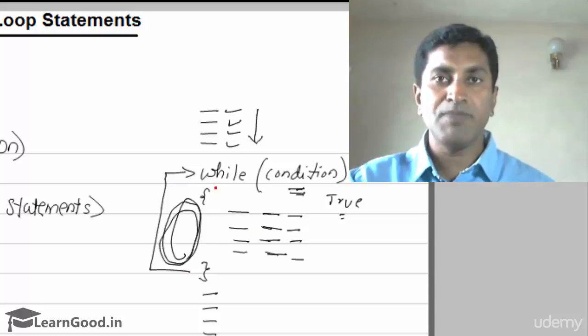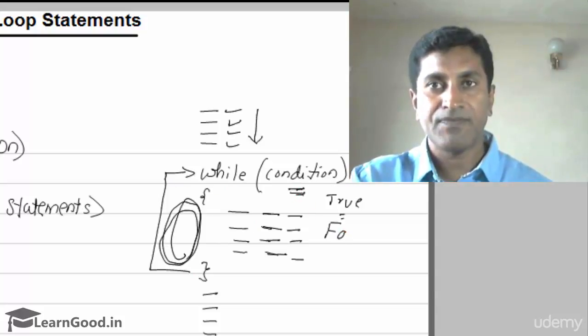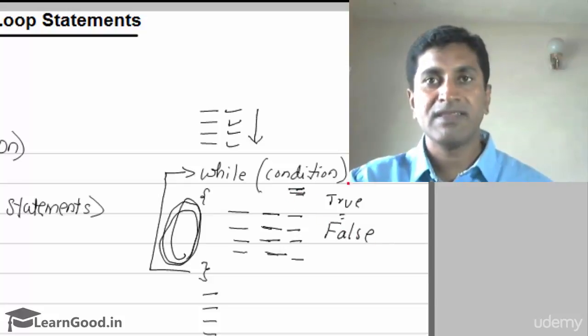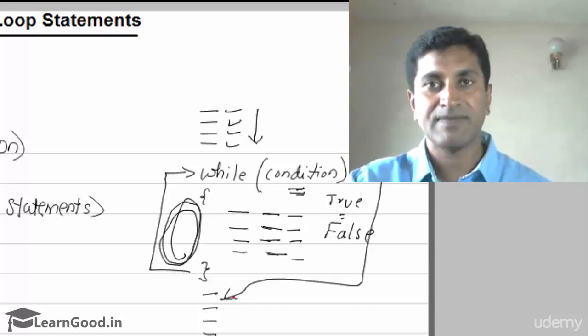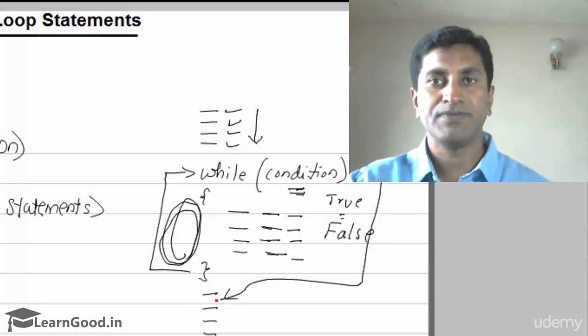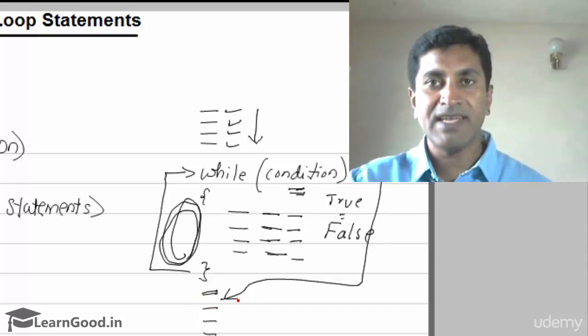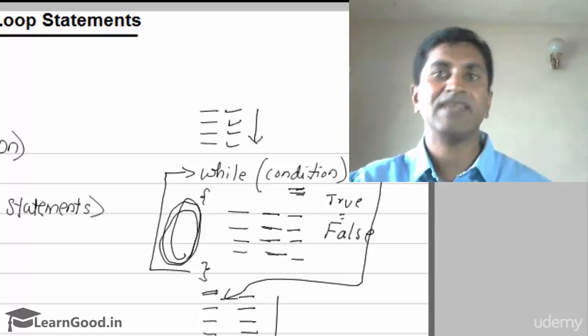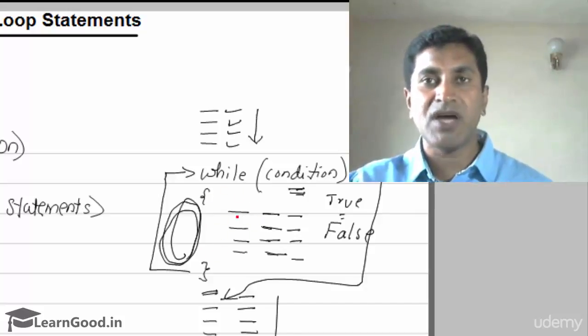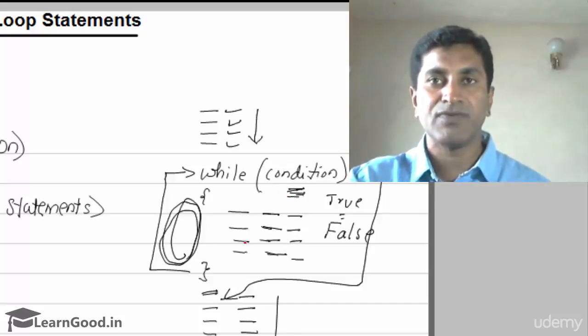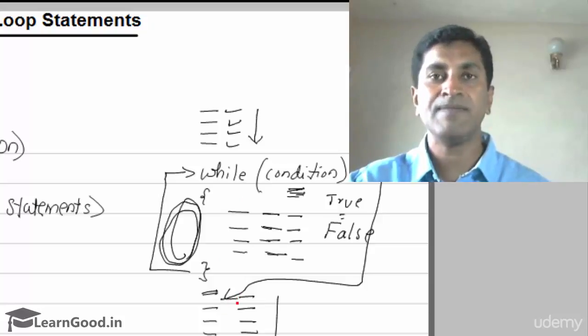Now when it goes back and checks the condition, and if this condition is false, what happens is from there it will straight away jump to this place, that is, outside the loop. It will jump outside the loop and then proceed with the other statements in sequential execution. So that means the set of statements keeps on executing as long as this condition is true. When it is false, only then it comes out of the loop.